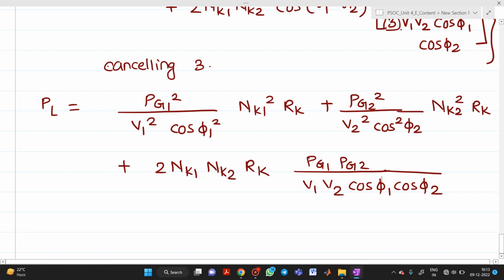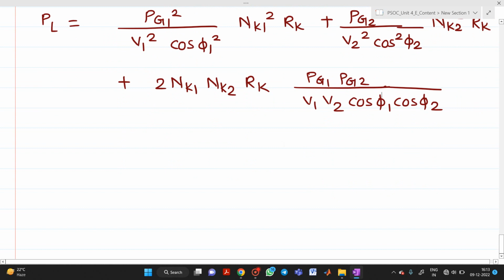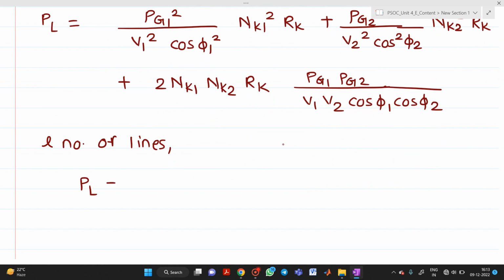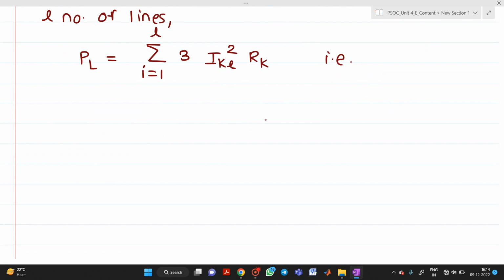Now if there are L number of lines in the system, then what is the total power loss? So I can write, for L number of lines in a system, this power loss will be equal to summation over lines 3 into I_kl square, that is I square R basically. So I square R, 3 phase and L number of lines, that's why we have written it like this. That is how we can write this formula for PL.